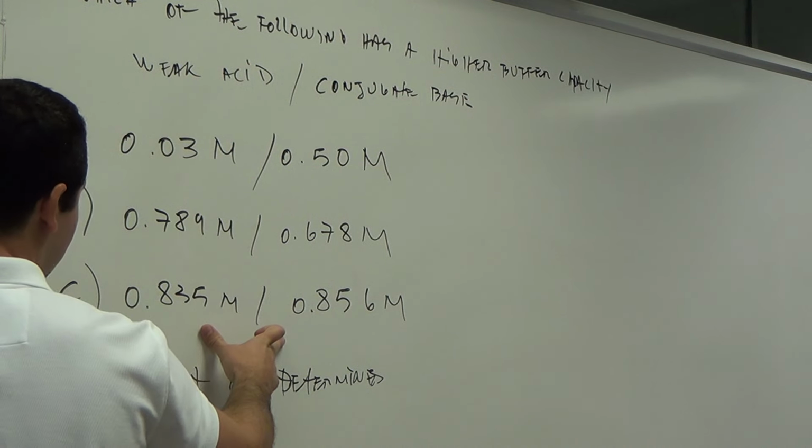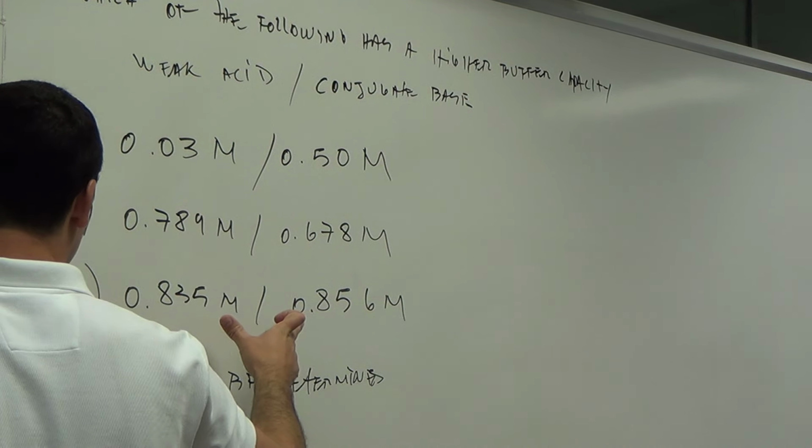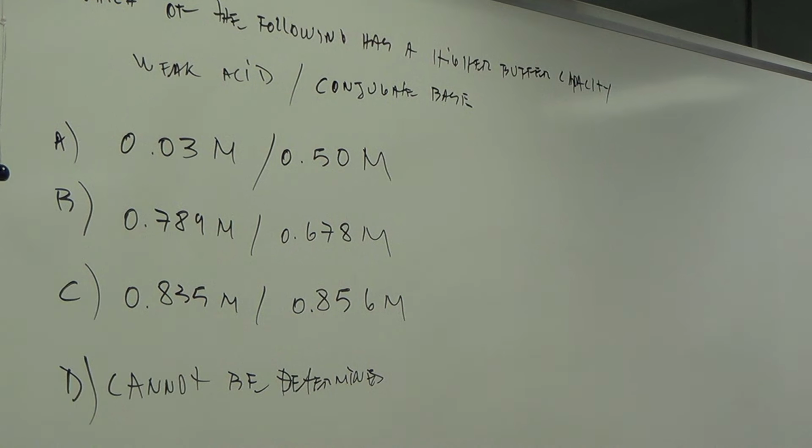So this will have a higher what? Buffer capacity. A capacity to do what? To buffer. That means that it will resist the pH change more than anything else.